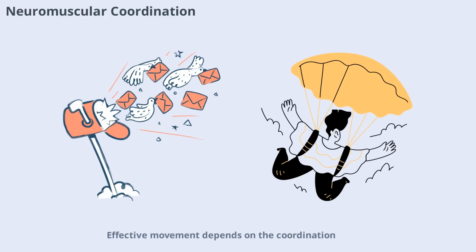Effective movement depends on the coordination between the nervous system and muscles. Signals from the brain travel through motor neurons to muscle fibers, triggering contraction. The timing and intensity of these signals determine the smoothness and accuracy of our movements, highlighting the importance of neuromuscular coordination in everything from walking to playing sports.